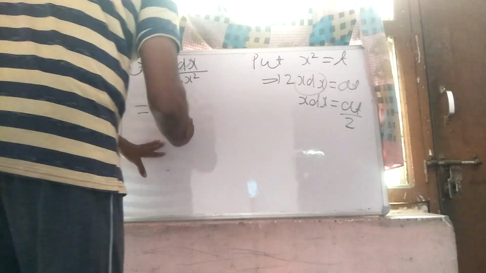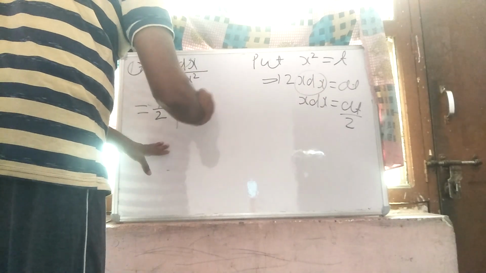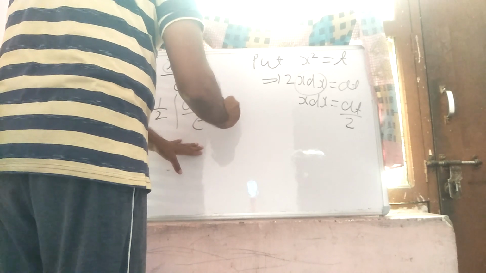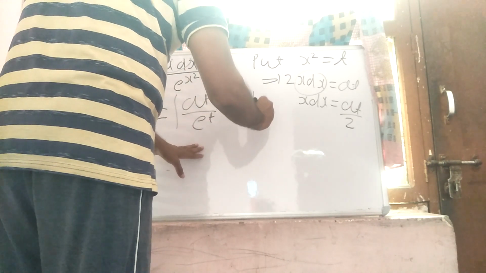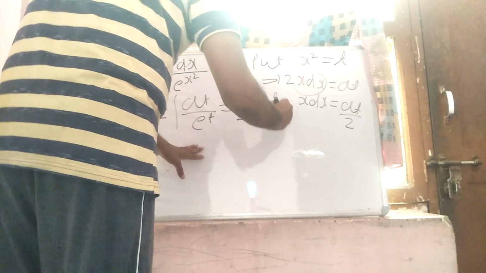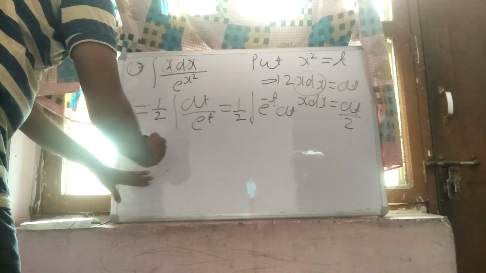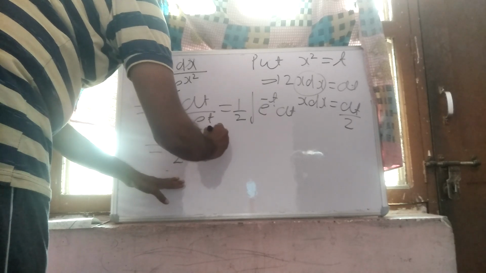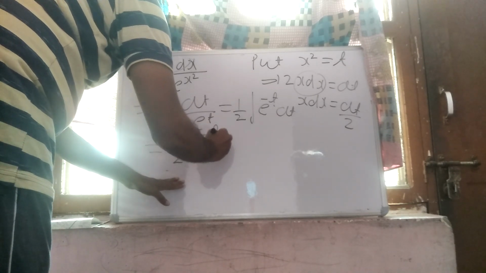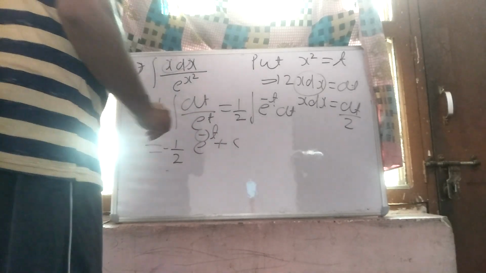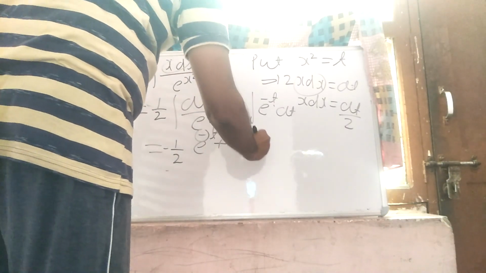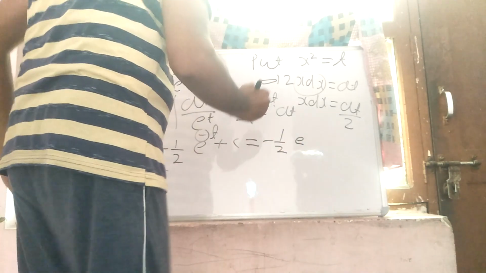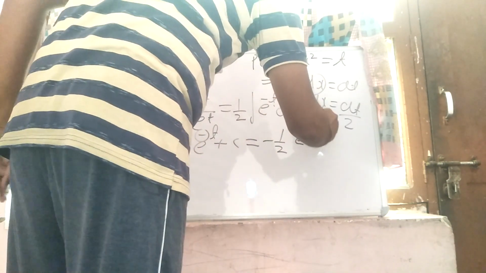So 1 upon 2 is a constant. This is t, and this is e to the power t. We can also write it in standard form as e to the power minus t dt, and apply the formula the same way. So 1 upon 2 e to the power minus t, and there is a minus 1, so we write minus half e to the power minus t plus c. Putting the value of t, this is minus half e to the power minus x square plus c.